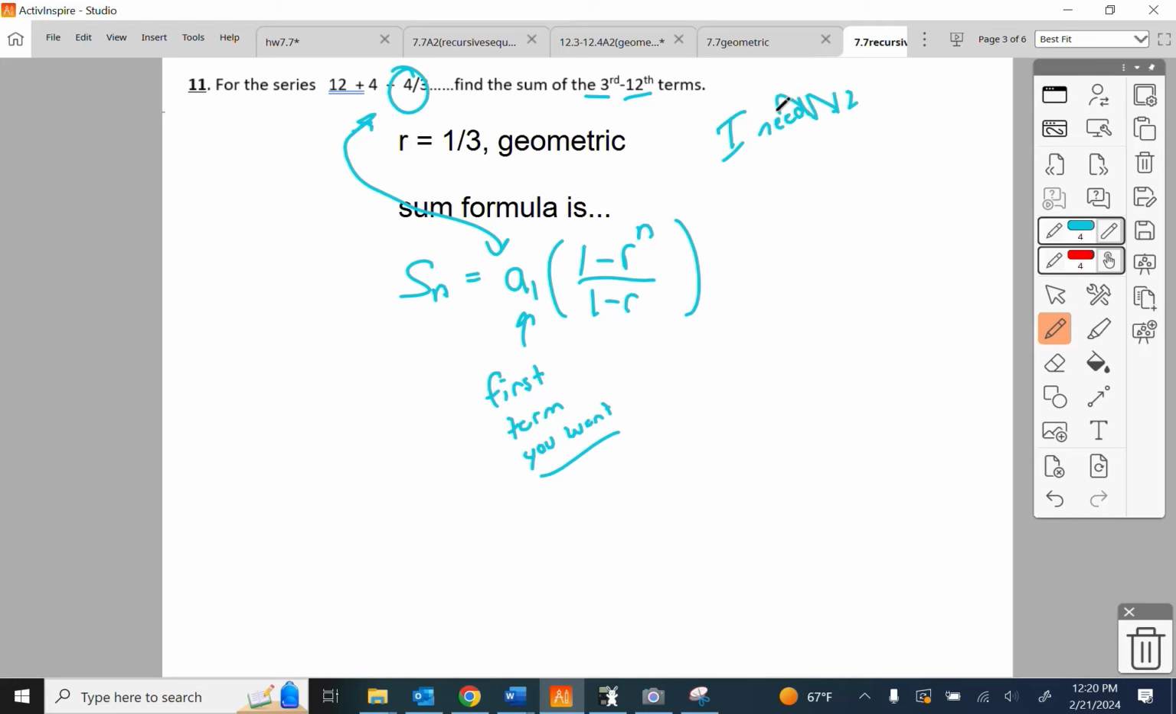No, I don't. To be able to think about this thing, I don't need the 12th term. N is going to be 12 minus 3, add 1 back, which is 10.